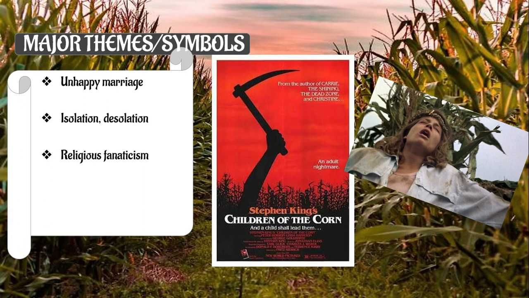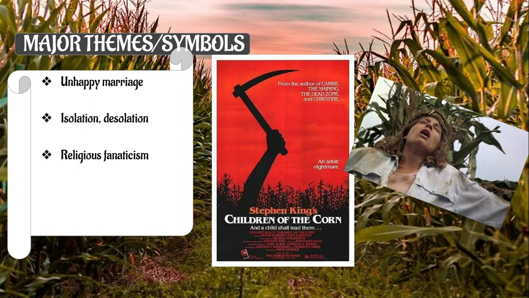Religious fanaticism. King is not against religion. He is against religious fanaticism. That is very important to know. He has one work where it's skewed in a positive light towards organized religion, and that's The Stand. Every other one where he has some kind of religion, they're like the kids in Gatlin. They're this kind of religion.